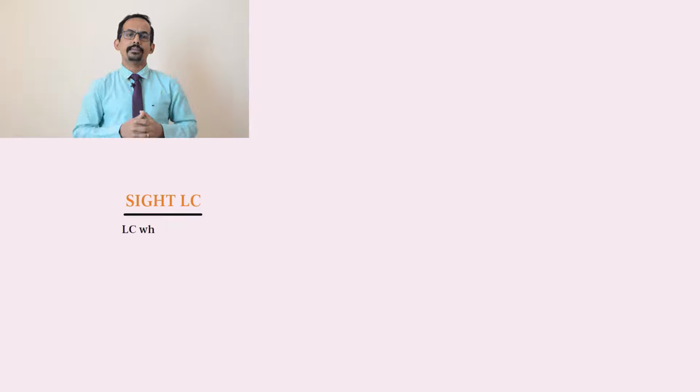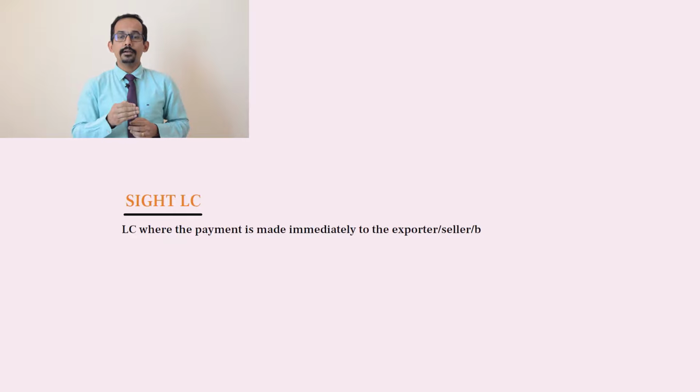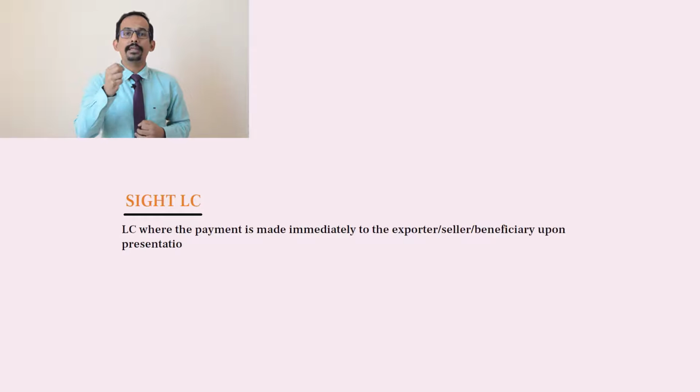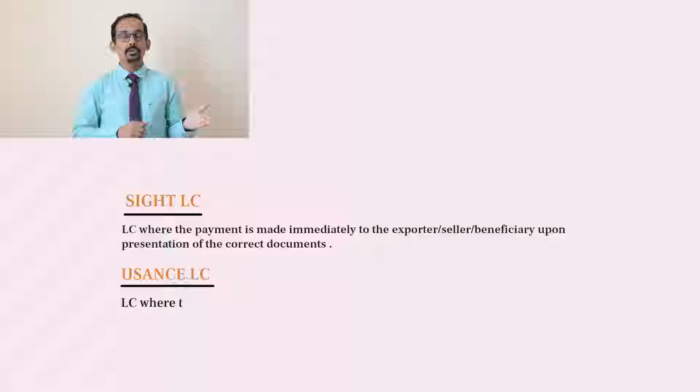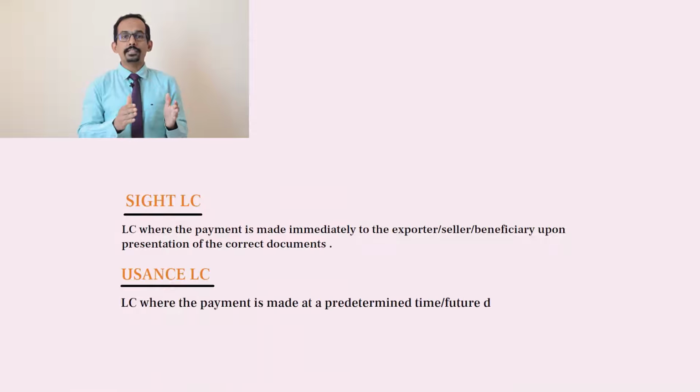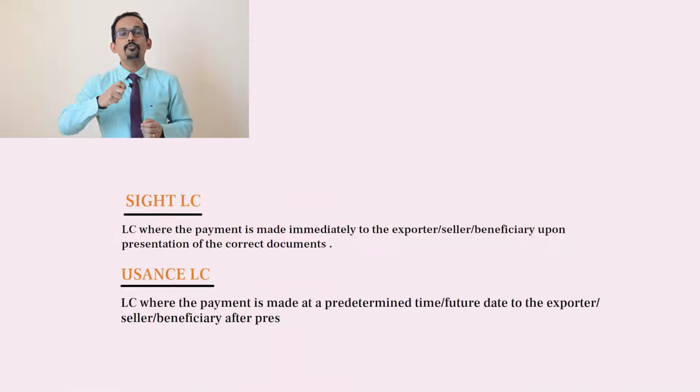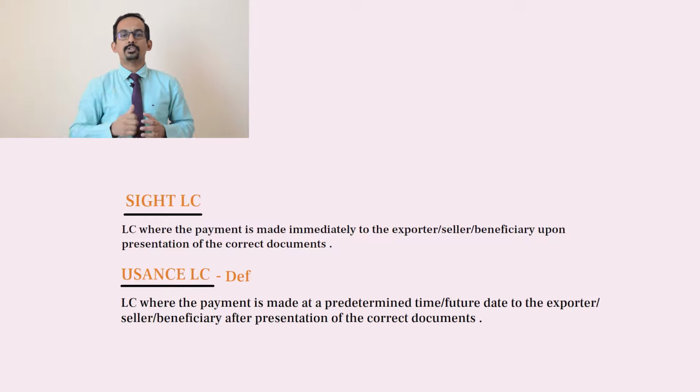Now, what is a sight LC? Sight LC is an LC where the payment is made immediately on presentation of the correct documents. Whereas usance LC is an LC where the payment is made on a future date upon presentation of the documents. Now let's discuss each in detail.